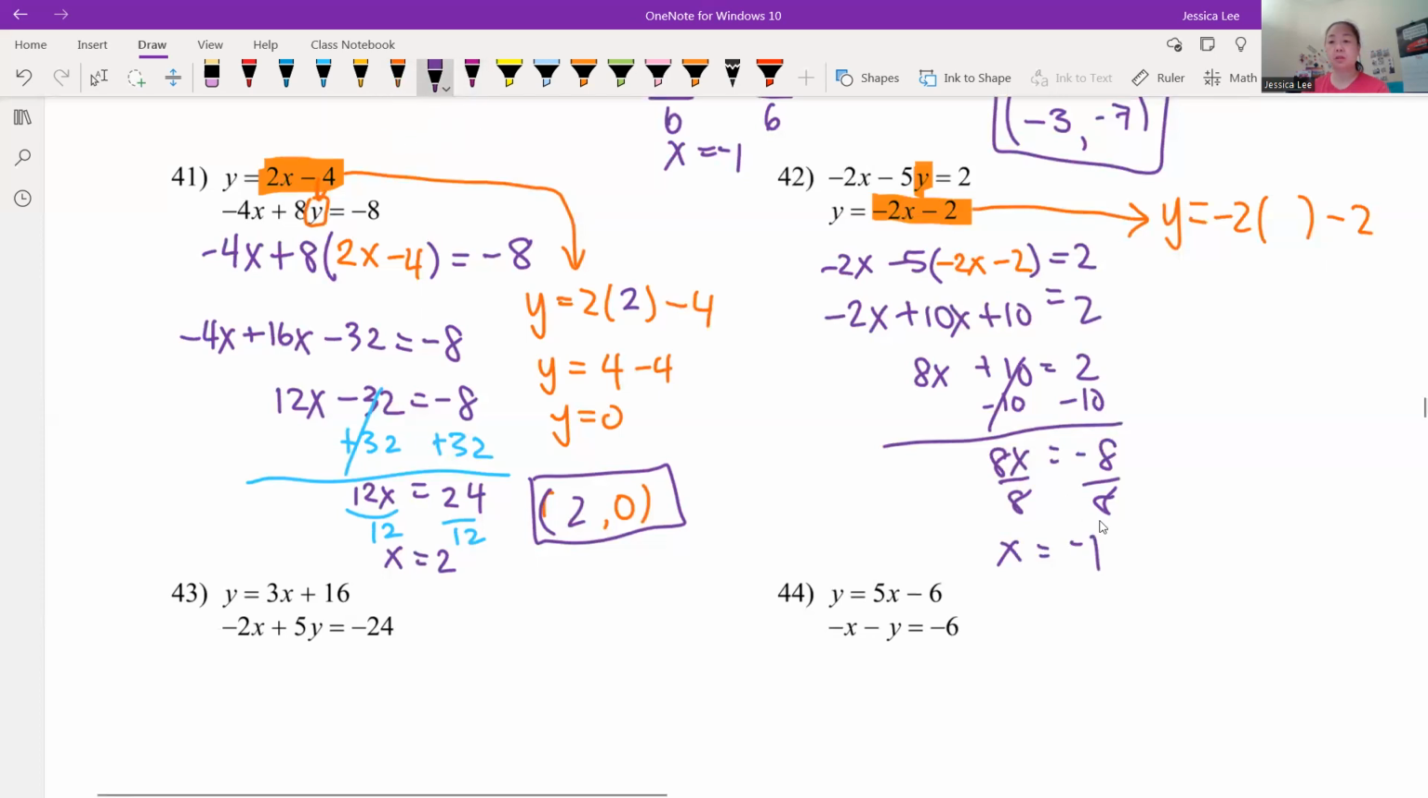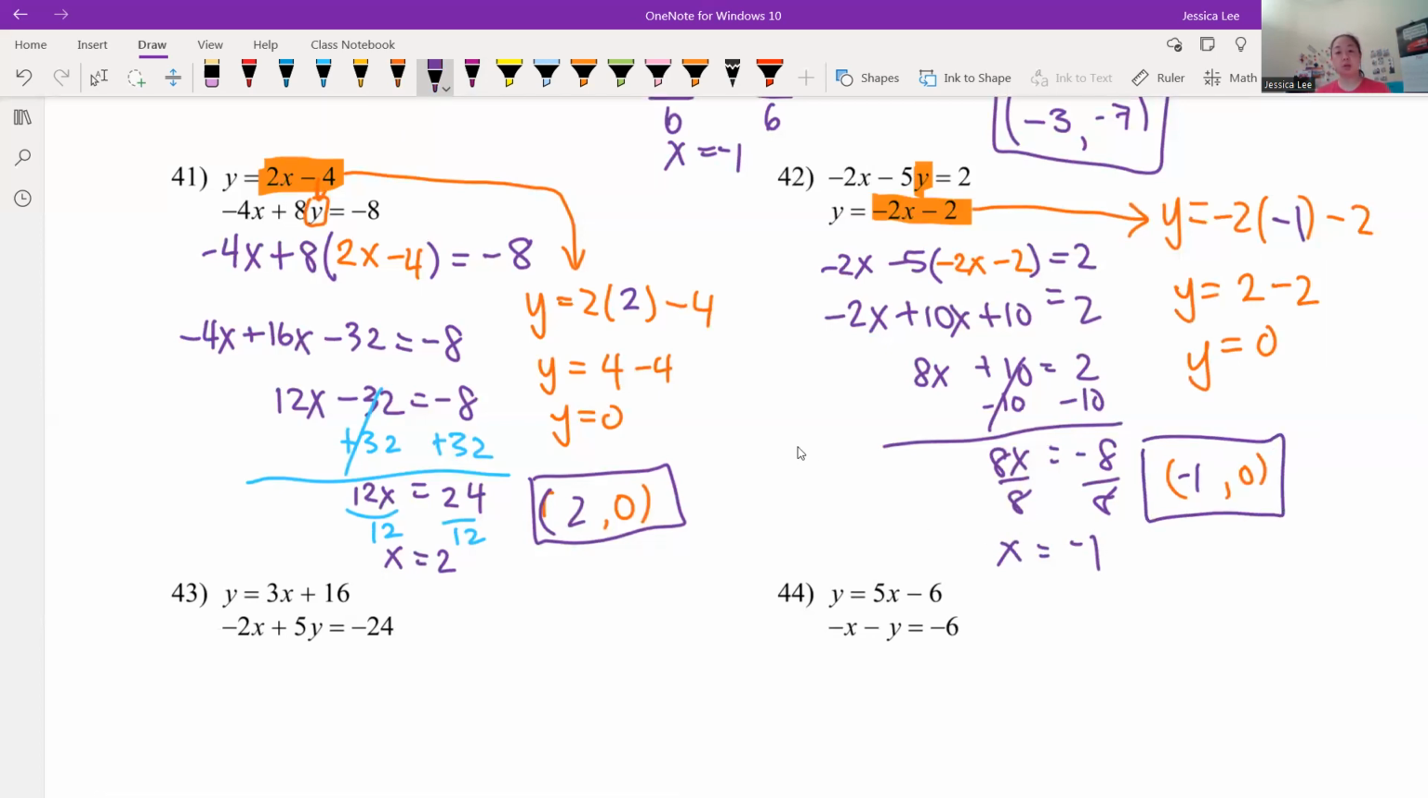So our x we know is negative 1. So what is y going to be when x is equal to negative 1? Well, let's see here. Negative 2 times negative 1 is 2, minus 2. Ooh, look, 2 minus 2 is 0. So we know we're going to have our y is 0 and our x is negative 1. So they're kind of like neighbors almost.